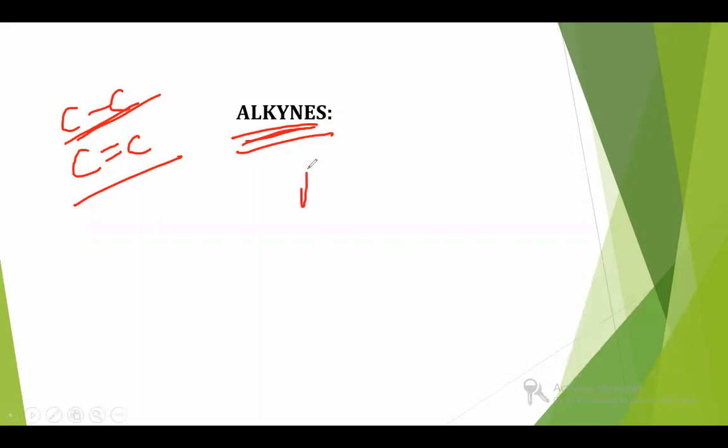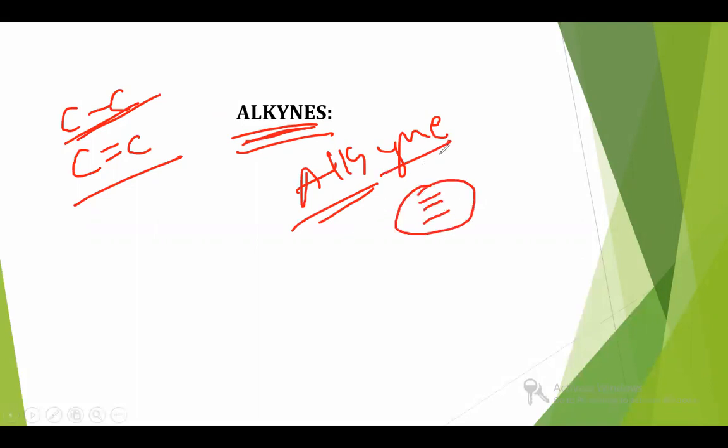Alkyne: A-L-K, alk is the root word, Y-N-E, yne is the suffix. So carbon-carbon triple bond with the root word is alkyne. These alkynes will have a general formula. What will be the general formula? And how will they exist? The structure of alkynes, chemical reactivity, physical properties and chemical properties will be discussed in this session.